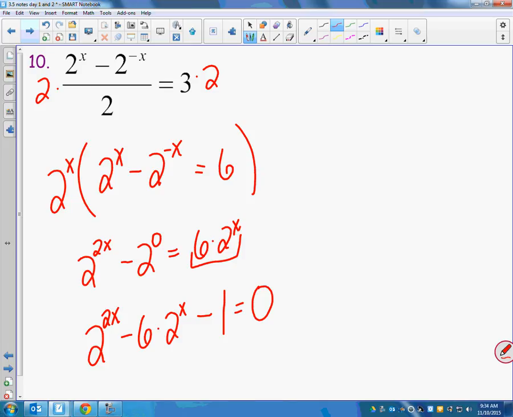Why did I do that? Because what if I had this problem? What if I had x squared minus 6x minus 1? Would you know how to solve that problem? Yeah, that's quadratic. We've been doing that forever. So this now fits quadratic form, which is why this is such an important step, because you have to make it fit the form. What would my u be in this problem to make it fit u substitution? Do you know what u would be?